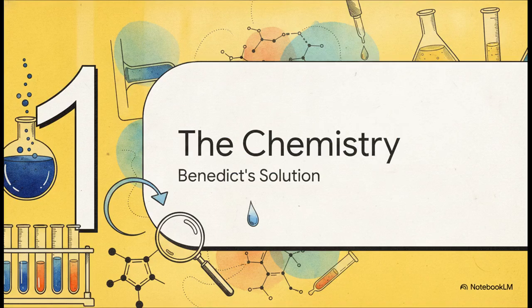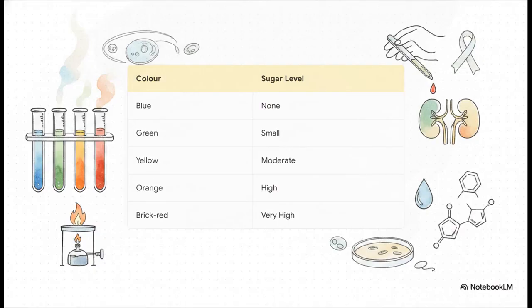Section 1. The chemistry. Decoding Benedict's solution. To get to the bottom of this, we really need to interrogate our primary chemical suspect. Benedict's solution is a total staple in any biology lab, and it has one main job: testing for reducing sugars. Glucose is the classic example we're usually hunting for.